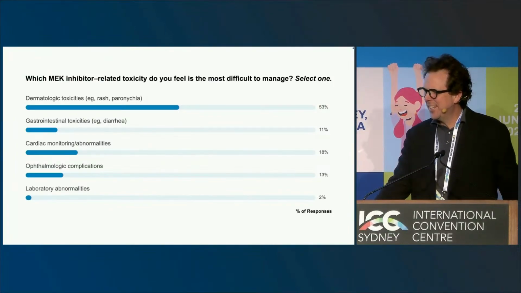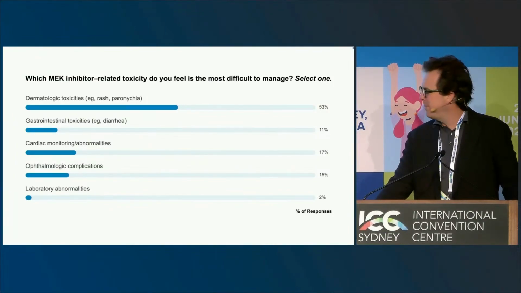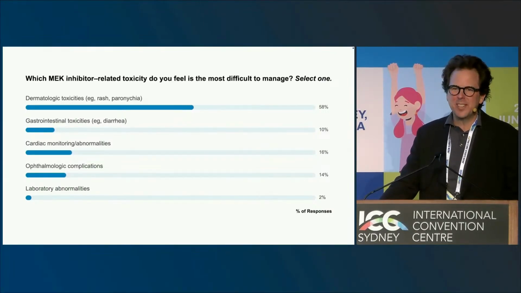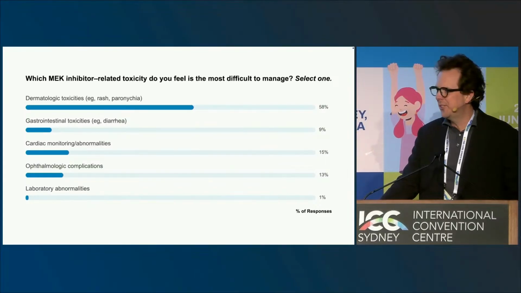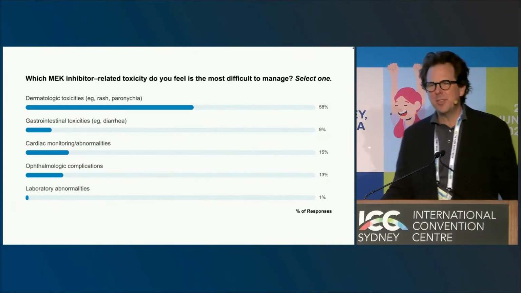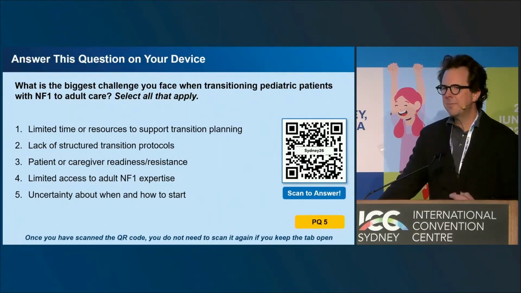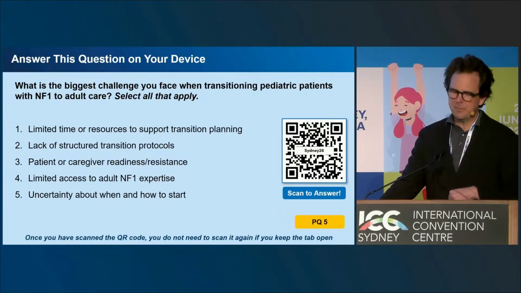Okay, and I think unsurprisingly here, this is around managing dermatological toxicities in patients, which is obviously near universal when we're looking at using these agents in patients. So we'll be able to spend a bit of time on this later in today's session, and hopefully we get an opportunity to talk about some of these.